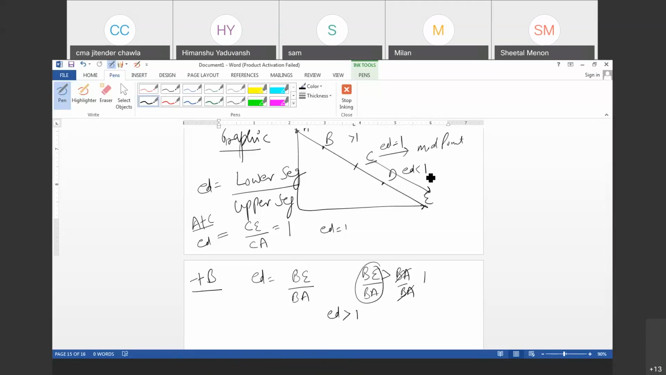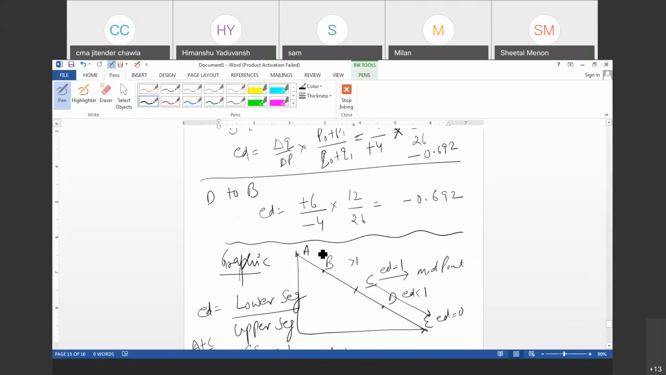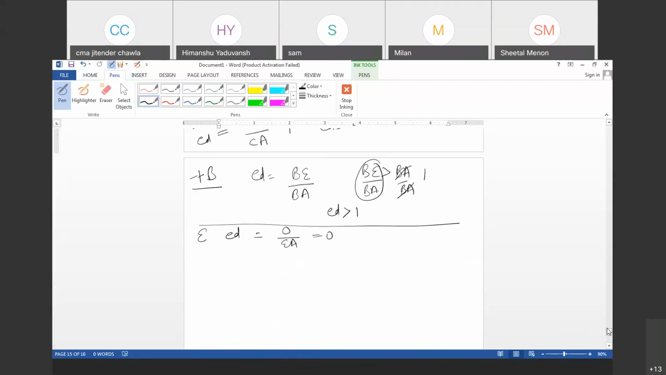Understood? For D point? For B point? Consider point E. ED is equal to what? The lower area. There is no lower area. What is the upper area, EA? So this should be worked out: ED equals 0. Likewise, here ED is equal to infinite. I think I made my point clear. If you understood, I can move forward.